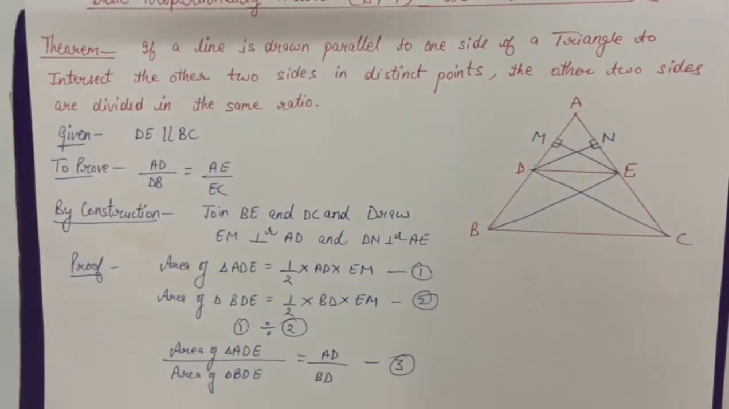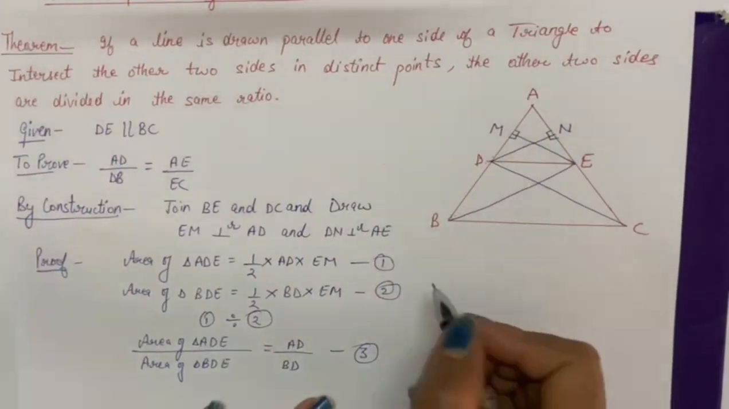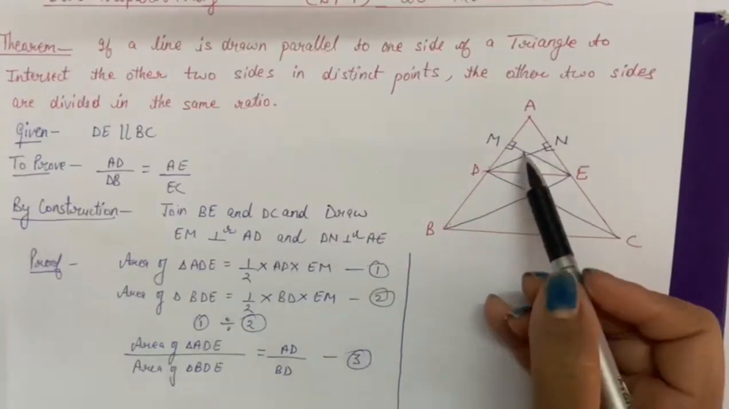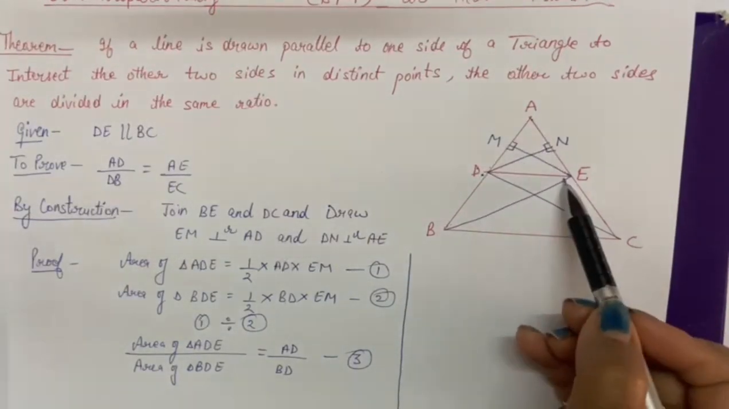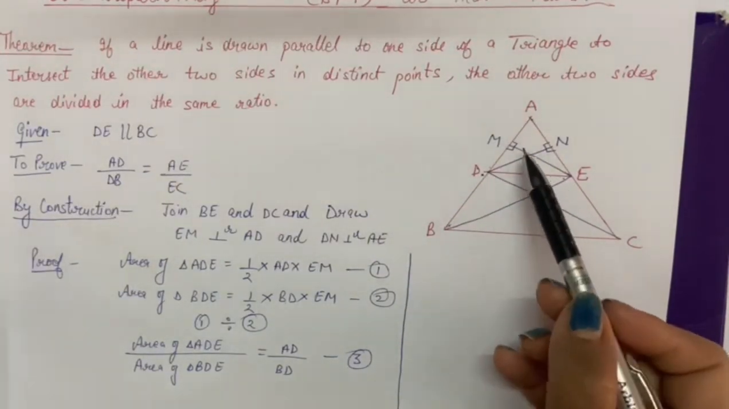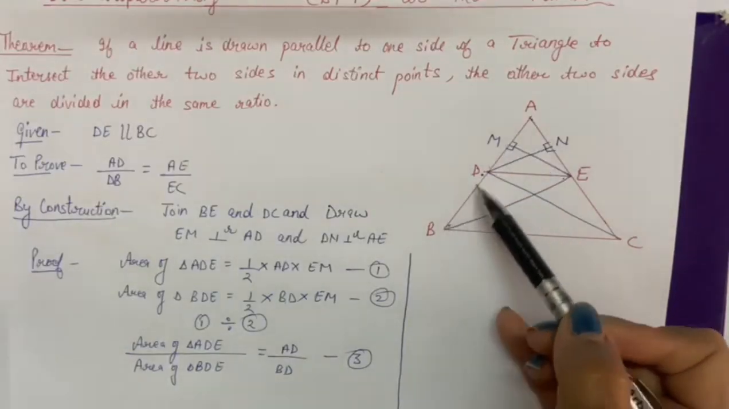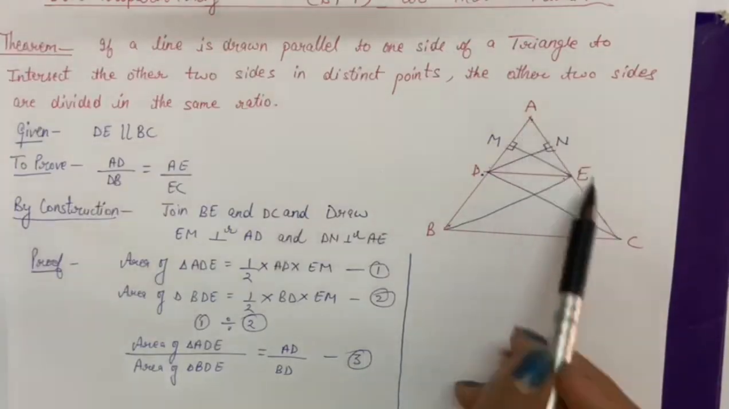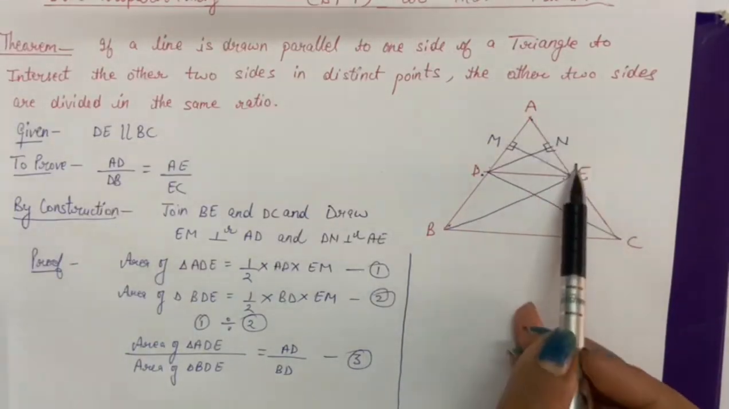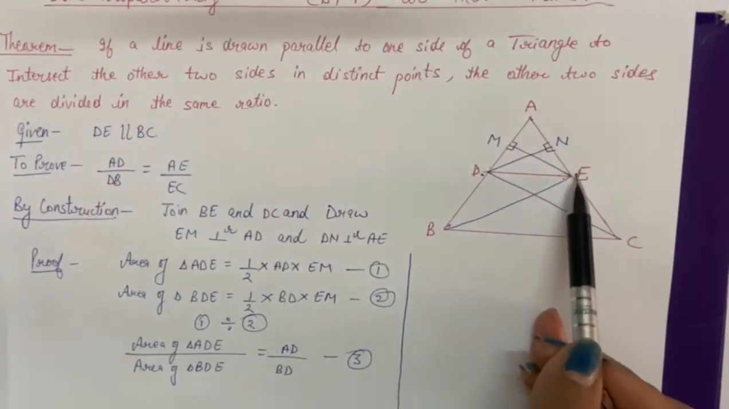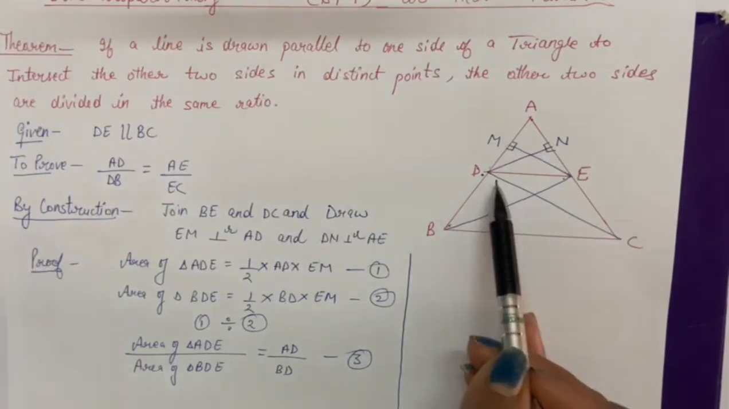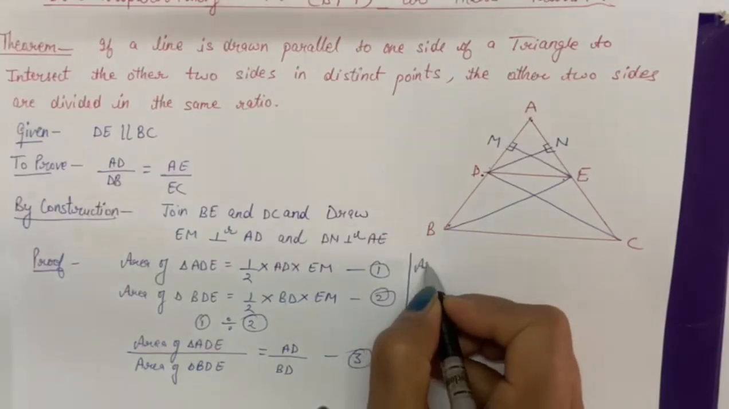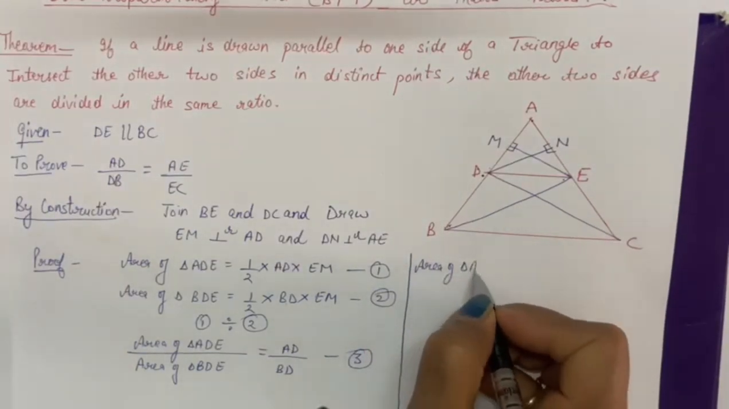Understood? Now the next step, in the similar way, see here students, just now we have taken these two triangles, triangle ADE and triangle BDE. Why? Because both the triangles are lying on the same side AB. Now we will take the side AC. So for the side AC, we need to take triangle AED. This is the same triangle ADE, and the next triangle will be DEC. Understood?